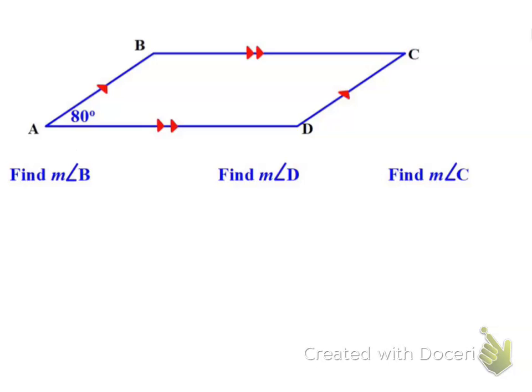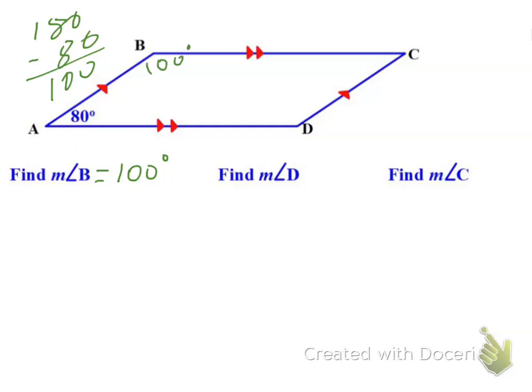If we look at this, angle A and angle B are same side interior angles, right? As we remember from before, if you have same side interior angles with parallel lines, then the angles will be supplementary to each other. That means they add up to 180, right? So 180 minus 80 equals 100. The measure of angle B is equal to 100 degrees. We'll write that here, 100 degrees.